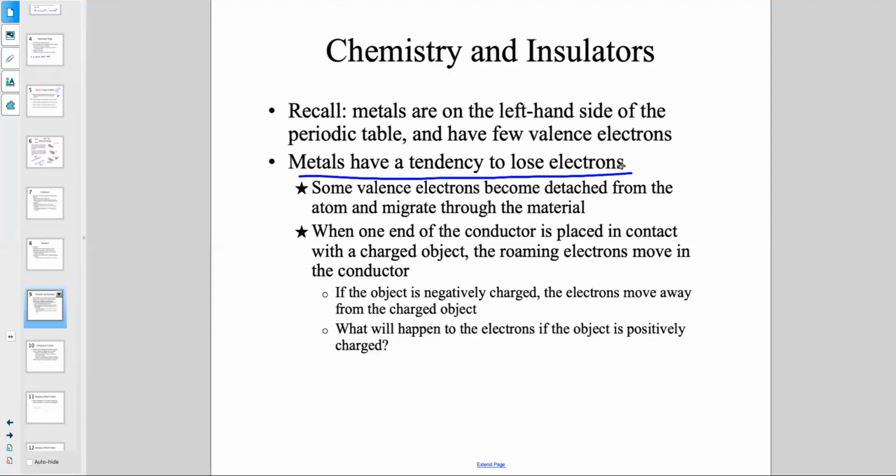What will happen now? Let's go to this question. What will happen to the electrons if the object is positively charged? So if something is positively charged, it means it has a lesser amount of electrons inside it. So the electrons are gone. They have been transferred to another object.